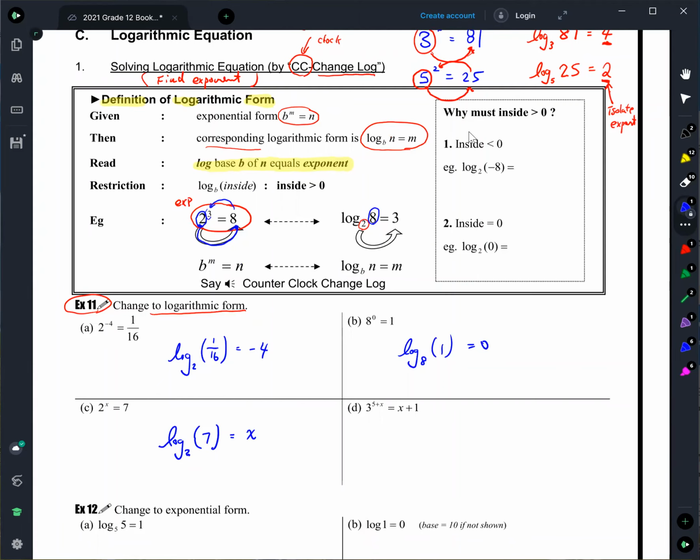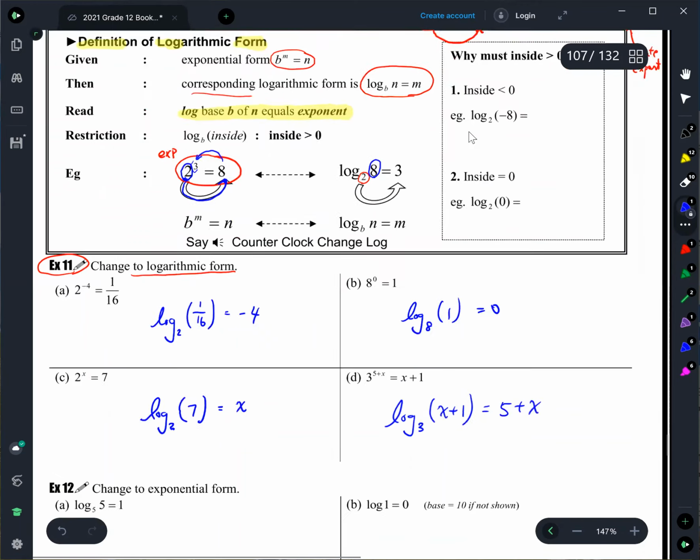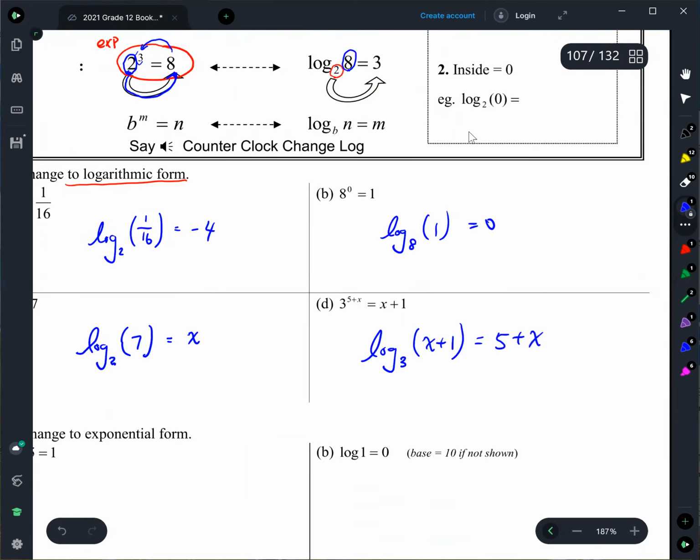Is it log base B? What's the B? What's the base? Oh, it's 3. Yes. Okay, and then log base 3 of x plus 1 is equal to 5 plus x. Yes. Okay, very good. Now be careful over here when you write the log form.